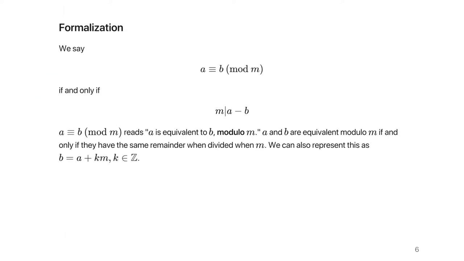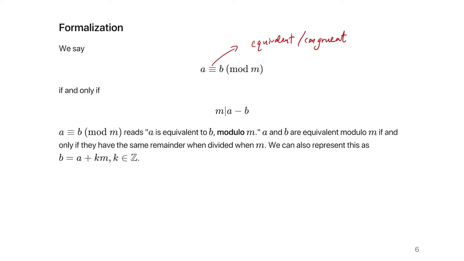Okay, so let's formalize it. So we say A and B are equivalent. And again, this means equivalent. Another term that you might see out in the wild is congruent. Remember congruent triangles back in the day. Modulo M, if and only if M divides the difference between A and B.